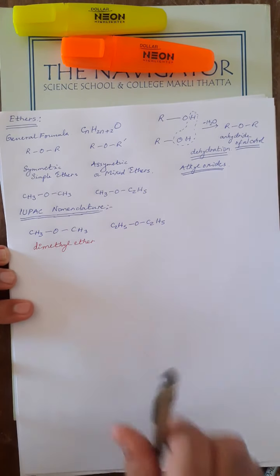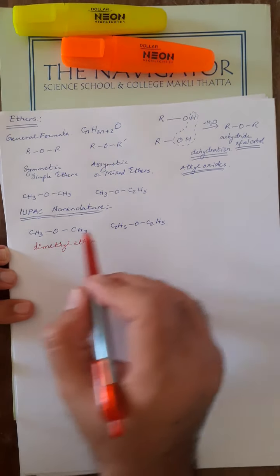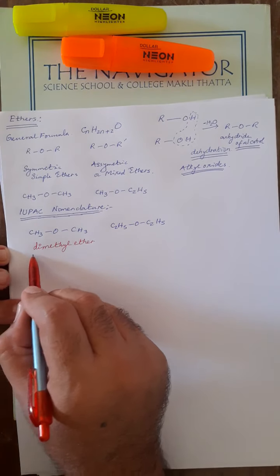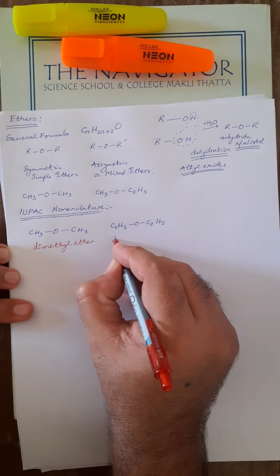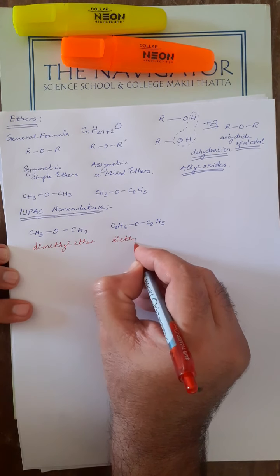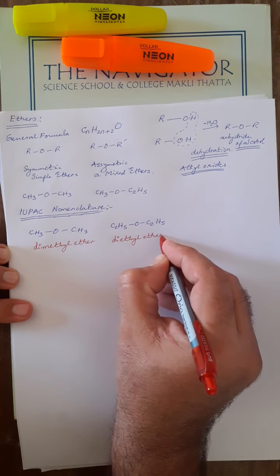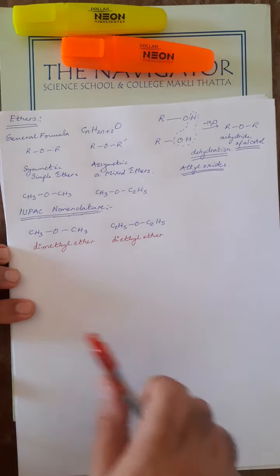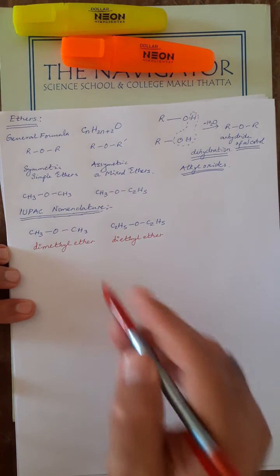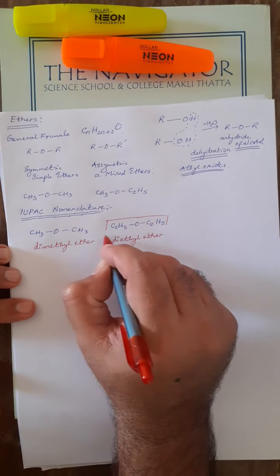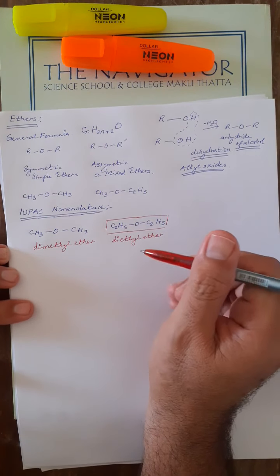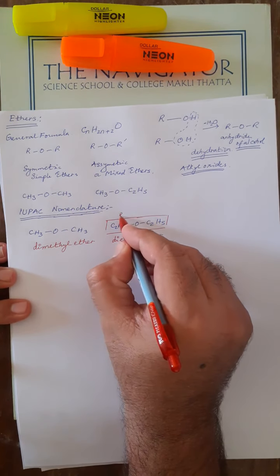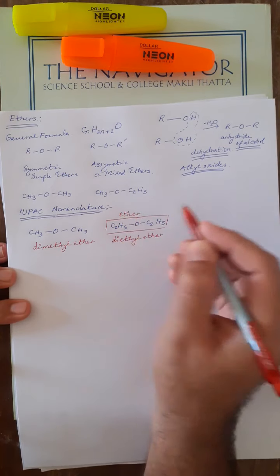C2H5O C2H5. Now this time, you guys will guess the name, because here if it is methyl, this is obviously two carbons, so ethyl. So if it is dimethyl ether, what this should be? Yep, that's right, diethyl ether. So two methyls, dimethyl, two ethyls, diethyl ether. But diethyl ether is the most important ether used in the laboratories, industries, everywhere. In fact, diethyl ether is so much important that sometimes it is called just ether.